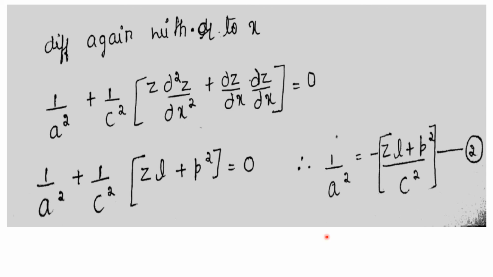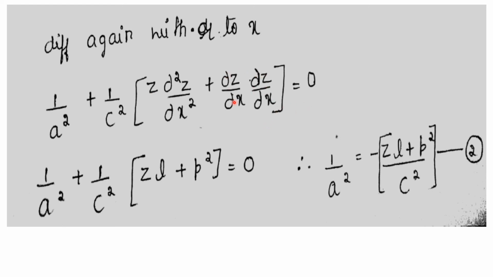We have to differentiate this partially with respect to x once again. So what is the differentiation of x by a square? That is 1 by a square plus 1 by c square into, for z into dou z by dou x, you have to apply the uv rule. So first function into, what is the first function here? It is z into the partial differentiation of dou z by dou x, differentiated again, so dou square z by dou x square, plus the second function into differentiation of the first. The differentiation of z with respect to x is dou z by dou x, equal to 0.